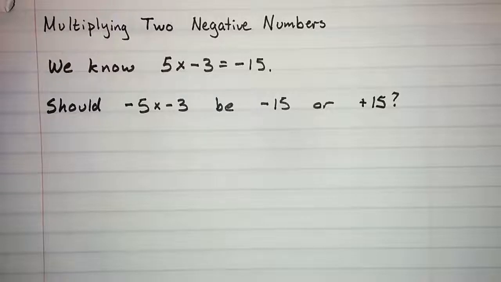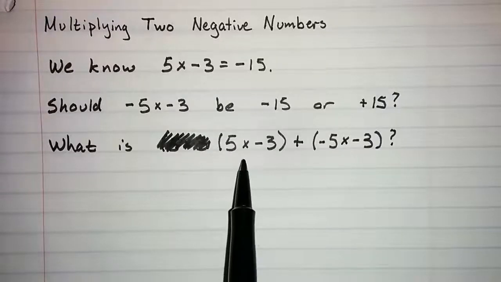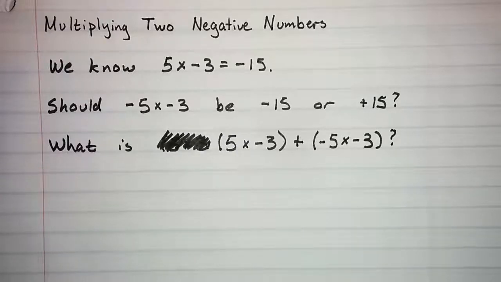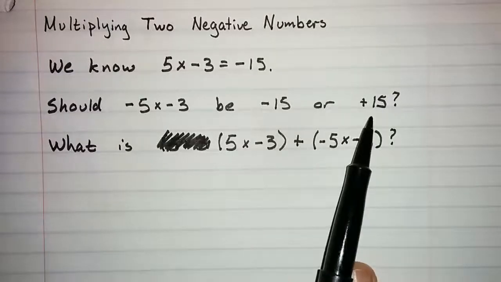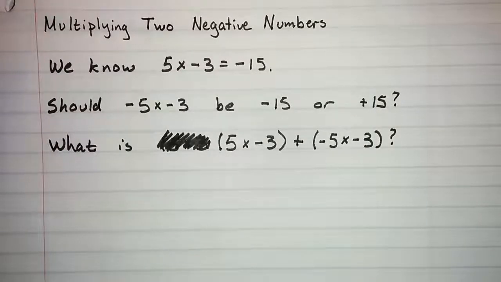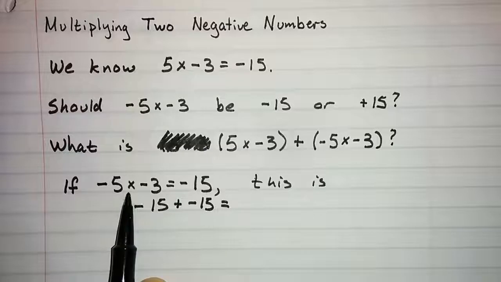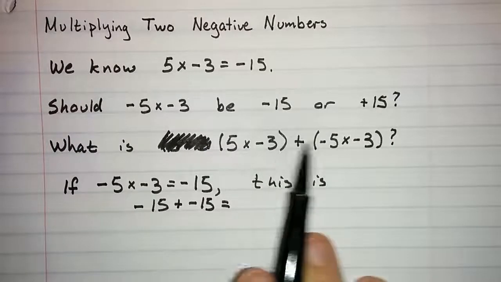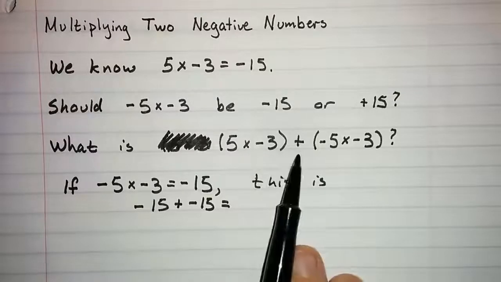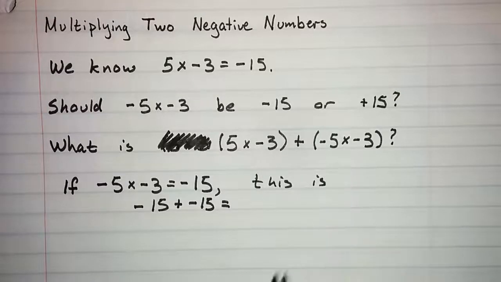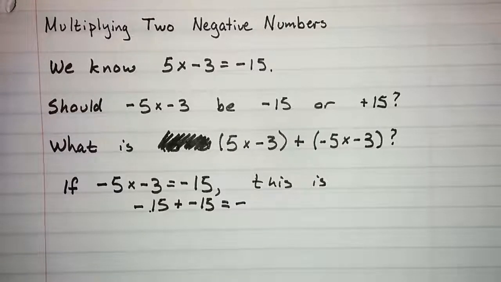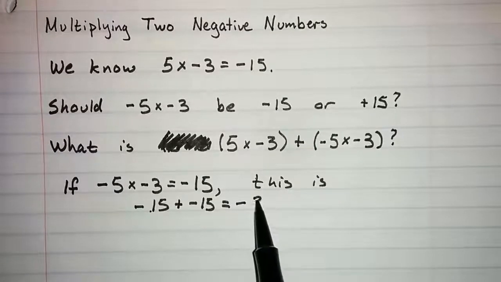What happens if we add 5 times negative 3 plus negative 5 times negative 3? This seems like an odd question, right? But depending on which one of these this ought to work out to: if negative 5 times negative 3 ought to be negative 15, then this sum is just negative 15 plus another negative 15, which is same sign, so this is negative. 15 plus 15 is 30.